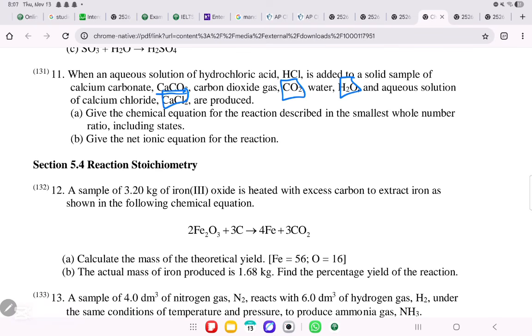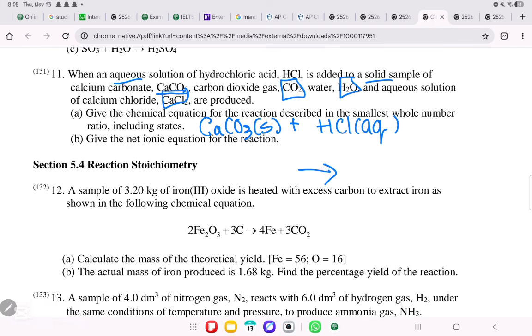So, I start with CaCO3, okay? First of all, it's a solid sample. We add to it HCl, which is aqueous. They told us it's aqueous. And what will it give us? I'm going to put it down because I know it's not going to fit.